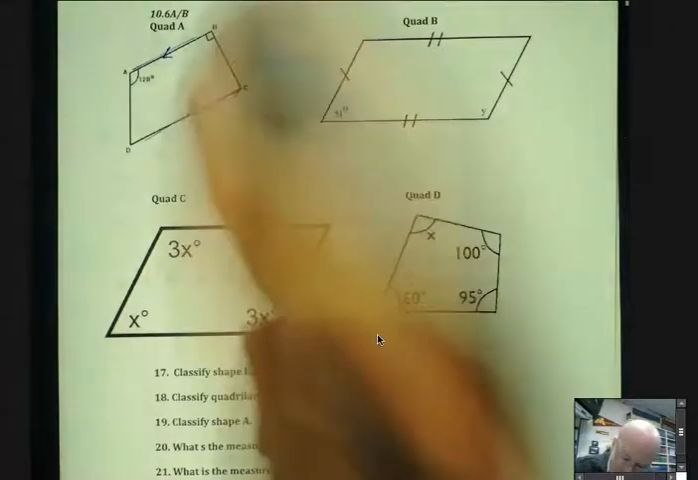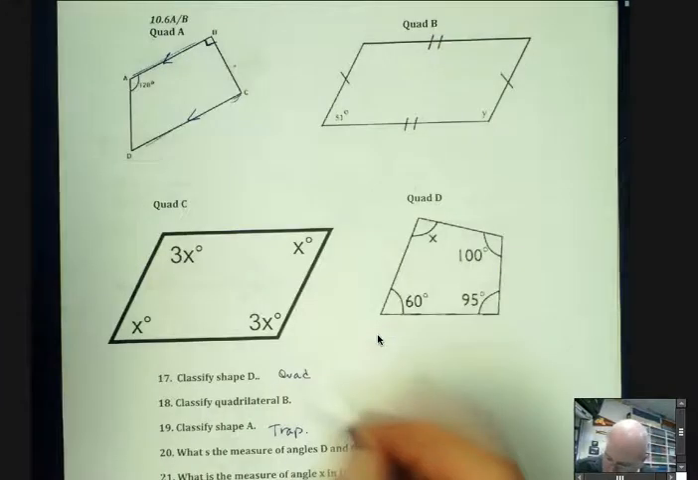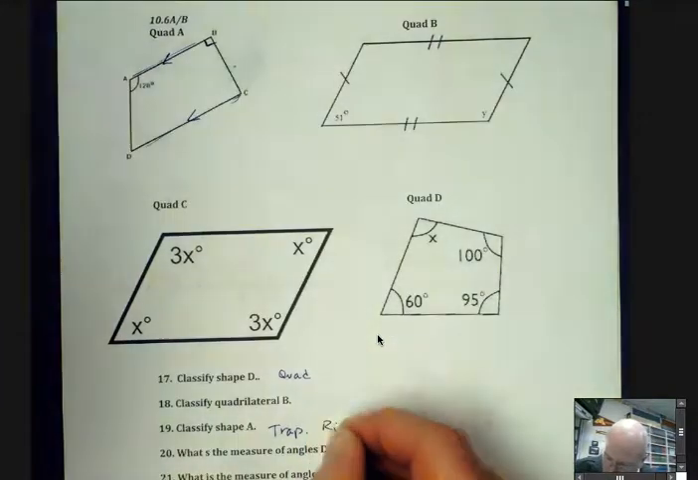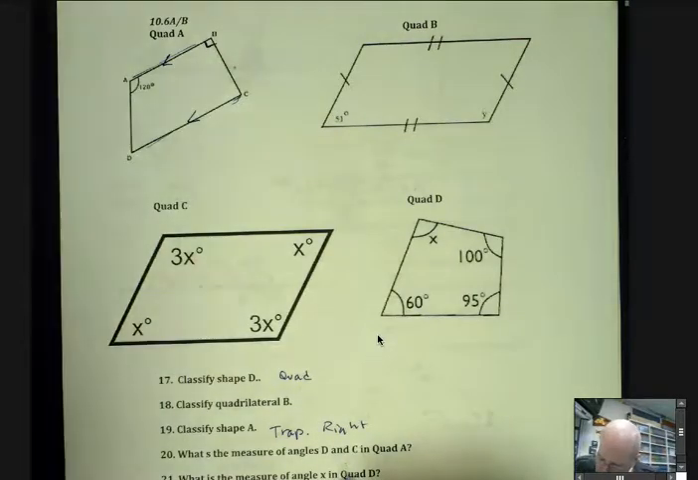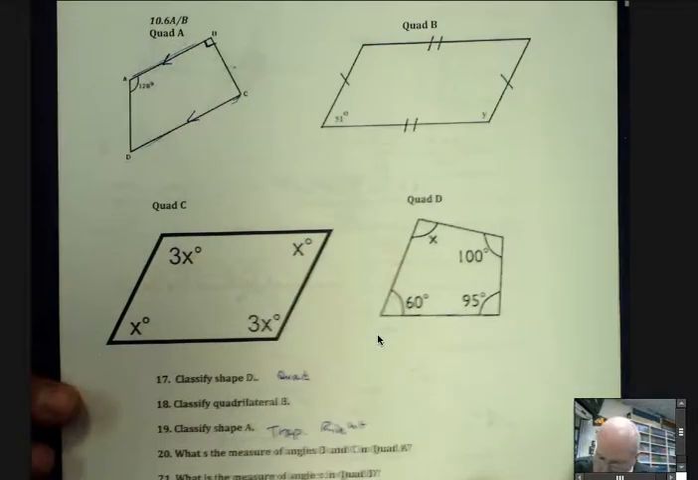Now we also can see that it has a 90-degree angle in there. So we can say that this is actually a right trapezoid if we want to get really fancy, classified by sides and angles.